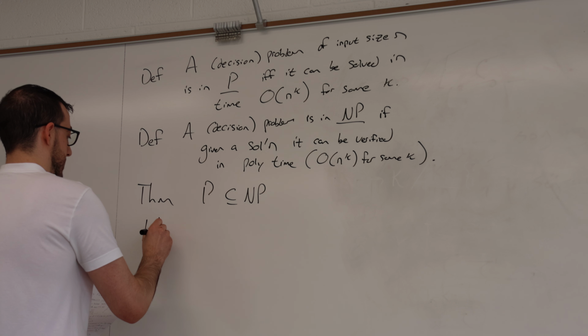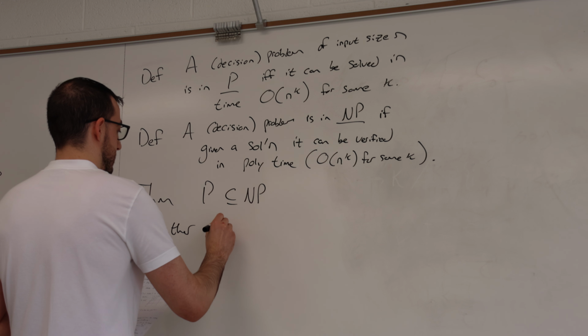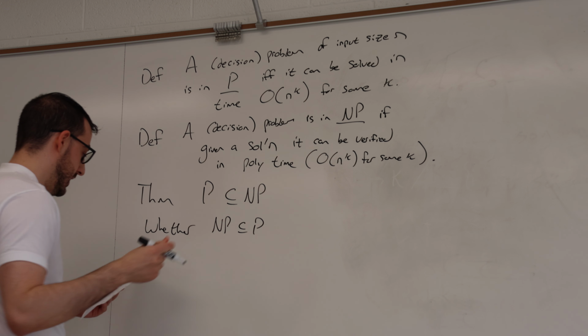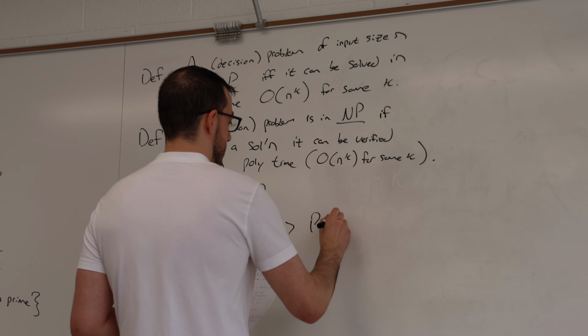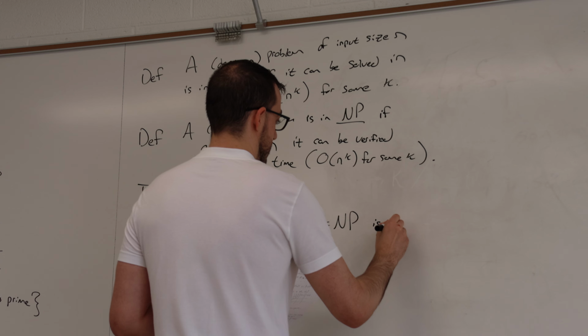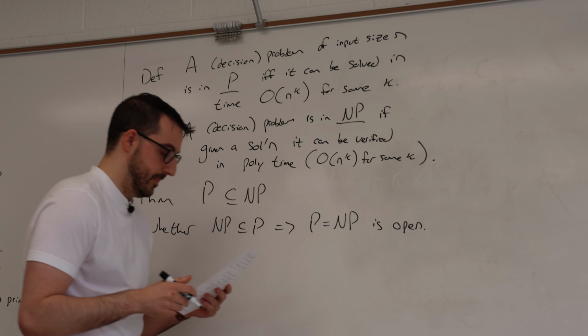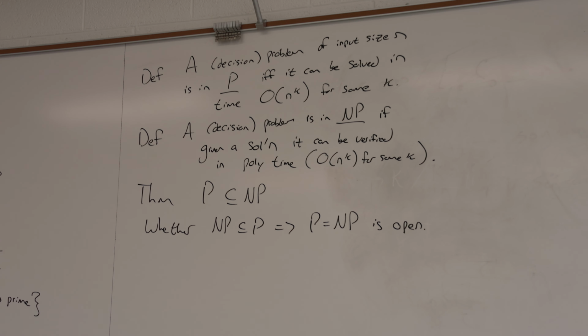So whether NP is a subset of P, implying that P is equal to NP, is open. This is one of the famous Clay problems, millennium problems. So you get $1 million if you figure out this one, and a lot more than that in terms of the other things that you would get.